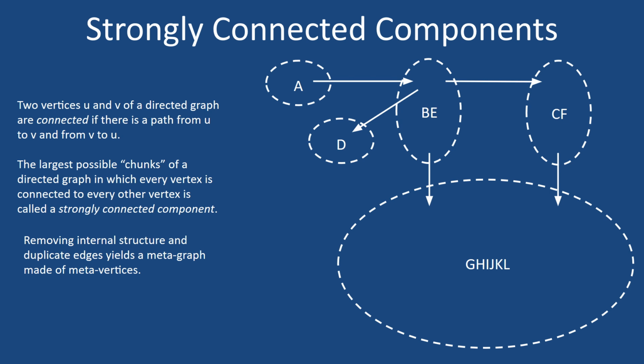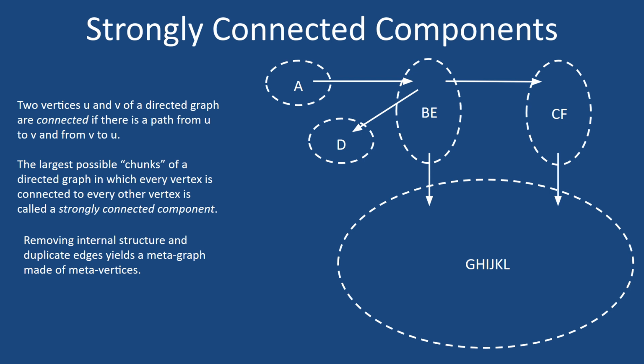Right. For example, if you could get from B to E and then back to C to F, in other words, if there was a cycle in this metagraph, that would imply that those two metavertices should have been in the same chunk. So we didn't do the original decomposition correctly. So the metagraph will always be acyclic. It's a DAG.